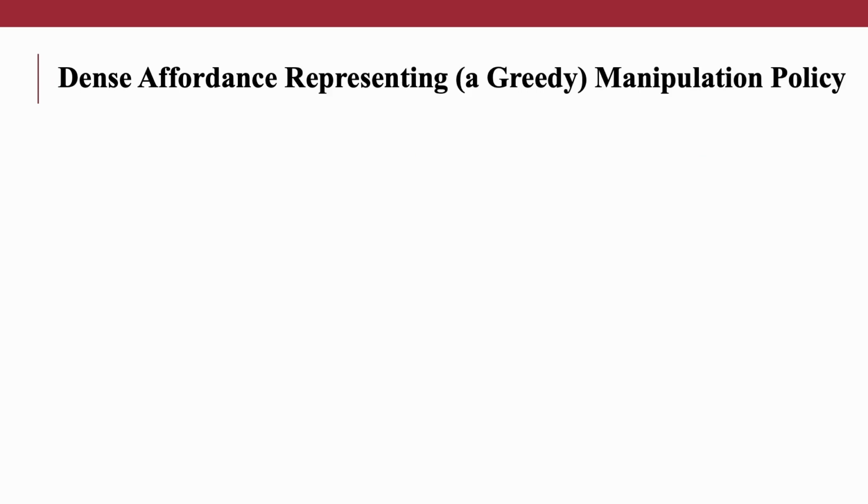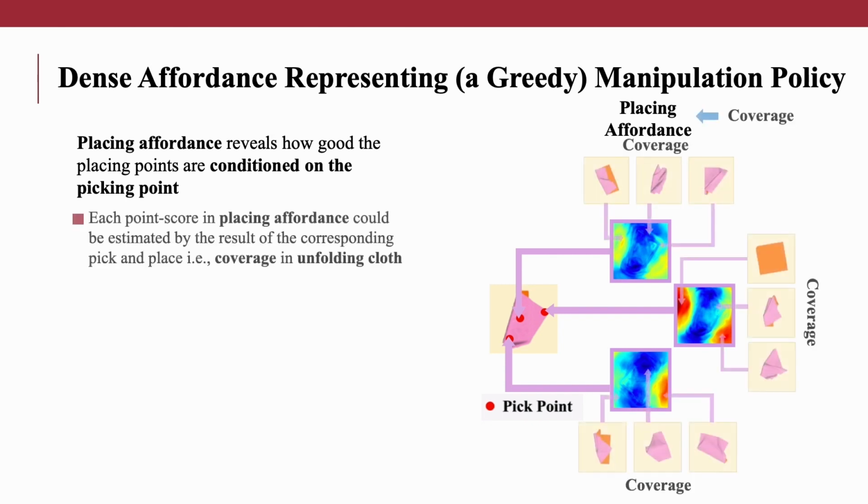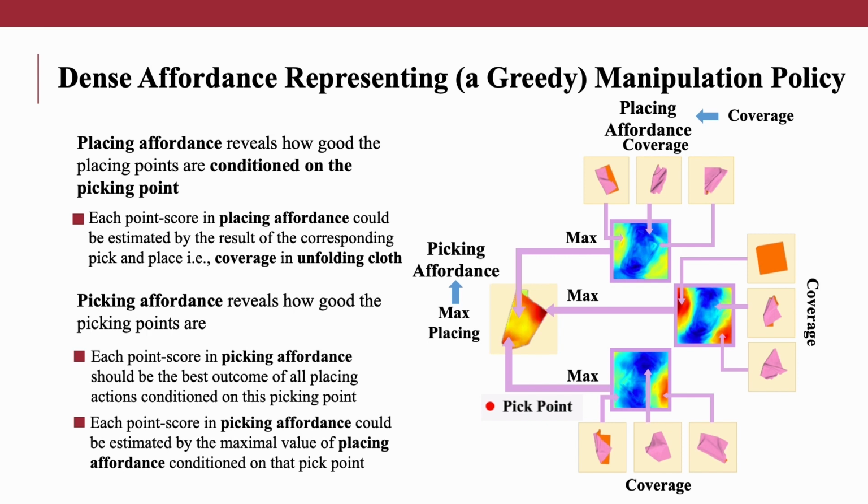To clearly illustrate our framework, we first introduce how to use dense affordance to represent a greedy manipulation policy. Given a picking point, placing affordance reveals how good the placing points are, conditioned on the picking point, and the score of each point in placing affordance can be estimated by the result of the corresponding pick and place action. Picking affordance reveals how good the picking points are, and each point score of picking affordance can be estimated by finding the best placing point conditioned on that picking point. In other words, the maximal value of placing affordance conditioned on that pick point.